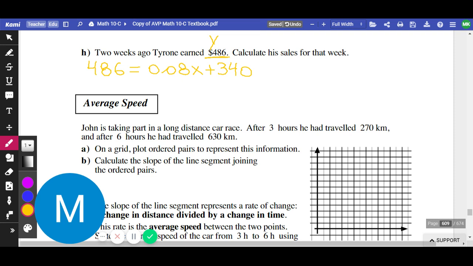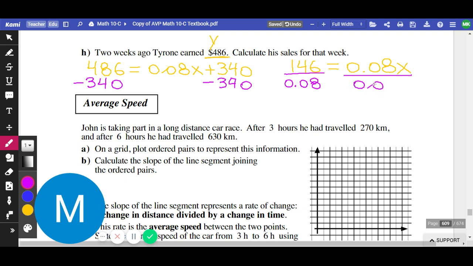You then have to try to get X by itself. So we subtract 340 from both sides. This is kind of like last unit. When you do that, you end up with 146 equals 0.08x. To get x by itself, we divide both sides by 0.08. And that'll tell you what his sales were for the week. Should be a decently big number.